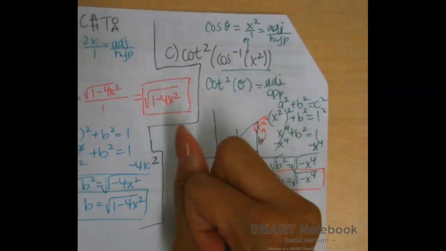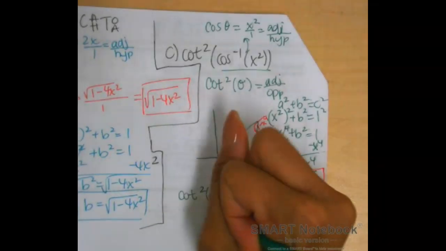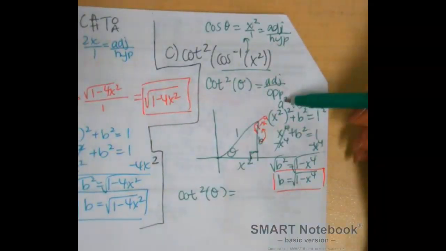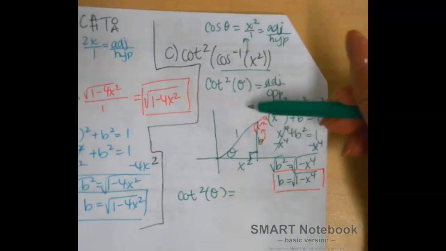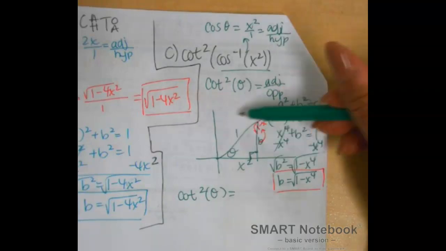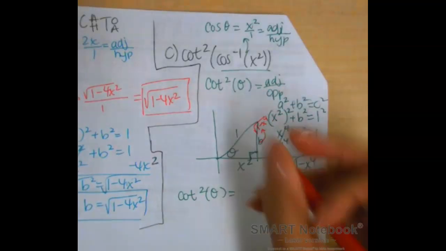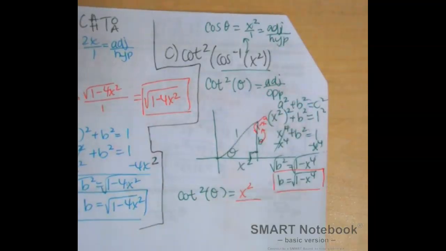We're trying to find cotangent. Cotangent squared of theta is going to equal, you told me adjacent over opposite, right? Adjacent over opposite? All right, Valerie, so look at your triangle. What is the adjacent side in this triangle? X squared. And what's the opposite side?